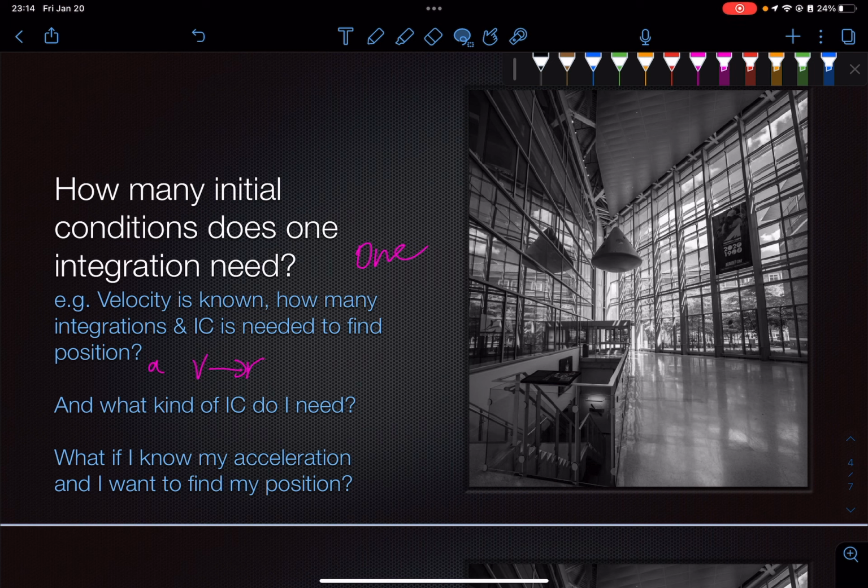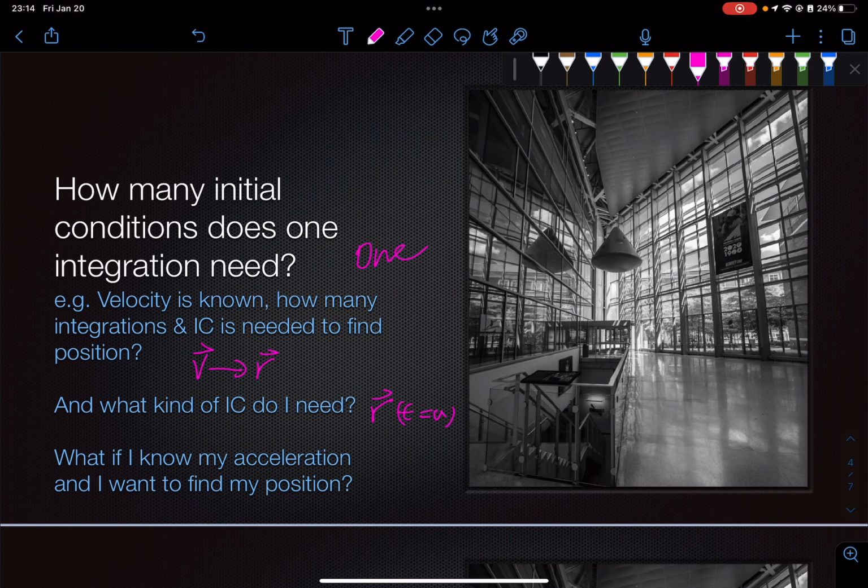You always need the initial condition that you are integrating towards. So in this example, we're integrating from velocity towards position. So we need the initial position as an initial condition.